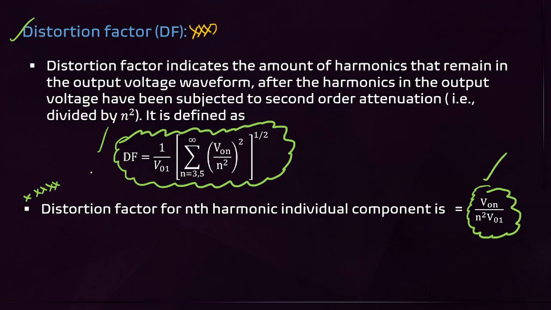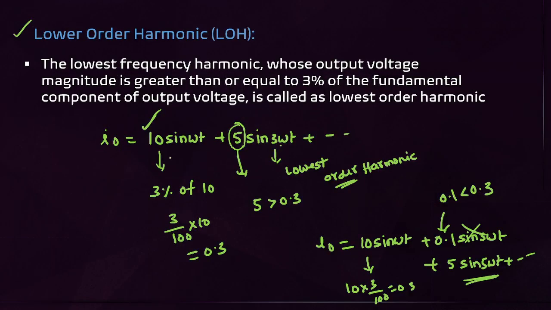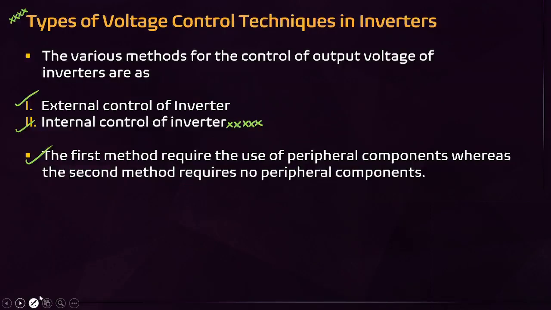With respect to harmonics, how to define the distortion factor? This is the distortion factor of the nth harmonic, individual components. You have to concentrate on the distortion factor of the nth order individual component. Then what is the lowest order harmonic? When is a particular harmonic said to be the lowest order harmonic? How do you consider whether that particular harmonic is the lowest order or not? This observation is important, that you have to concentrate on.